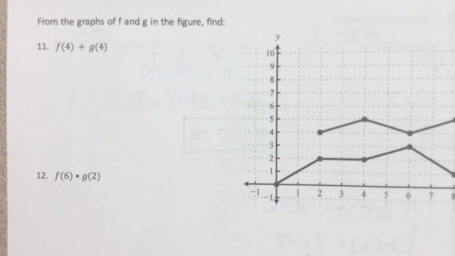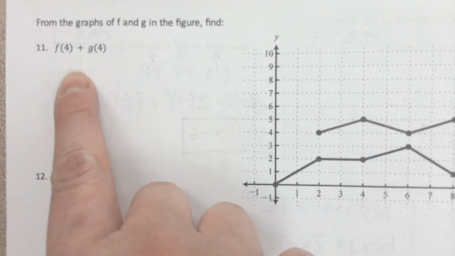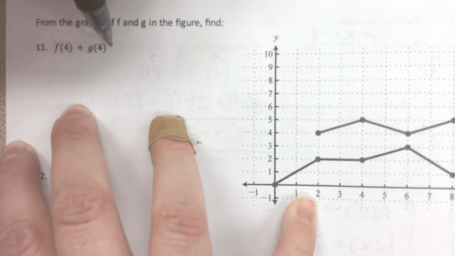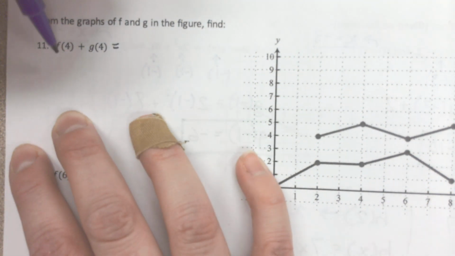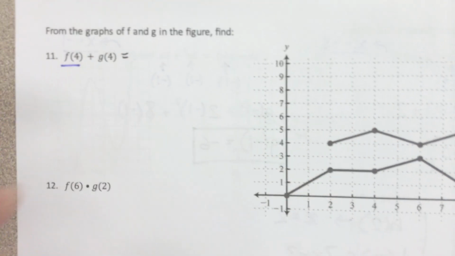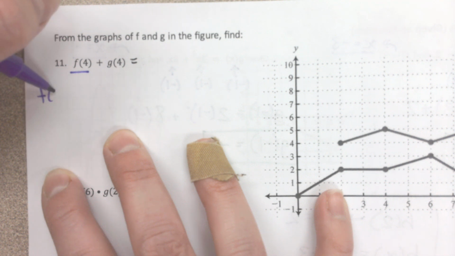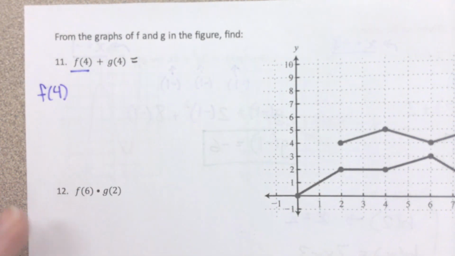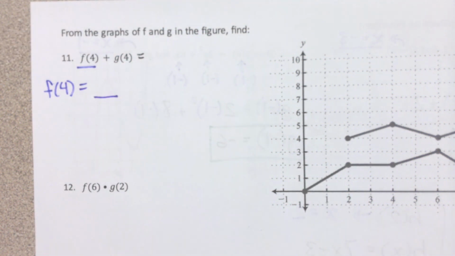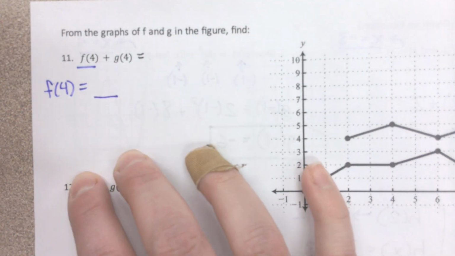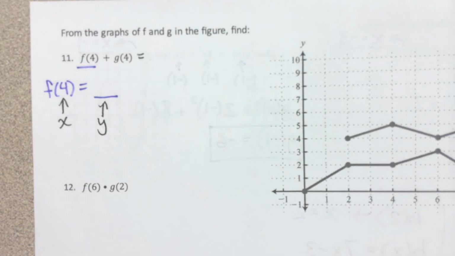Number 11. F of 4 plus G of 4. So when I do my answer, I'm actually going to do it up here. I'm going to continue this on. And then I'm just going to do the work underneath. So f of 4, and we'll figure out what that is in just a moment. Once again, reminder, the 4 is the x value. The blank that we're trying to find is the y value.